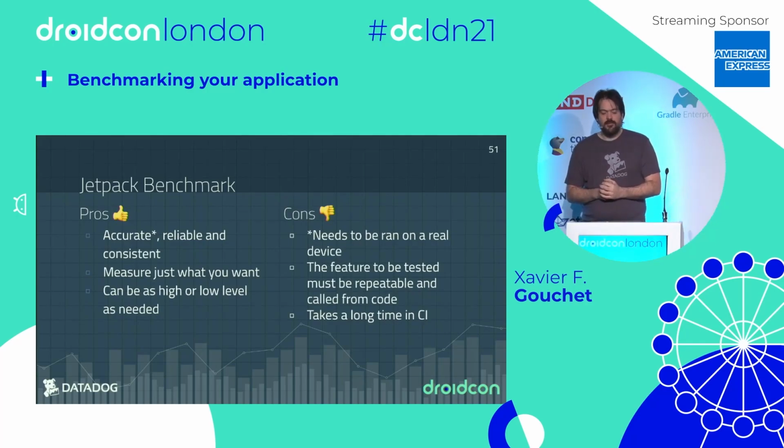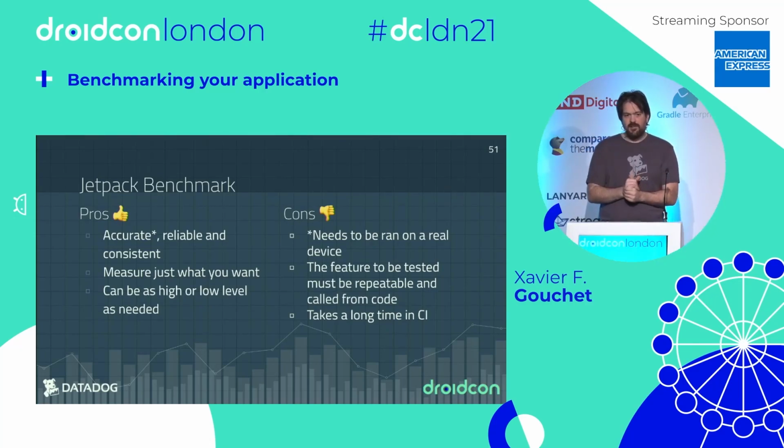The cons is that to have the most accurate result, you better run it on a real device. And even better, run it on many different real devices, one Pixel 5, one Samsung S8, or other devices to have a large panel of information. Also, the feature to be tested must be repeatable. That's the main thing. It's going to repeat calling the same method again and again, so it needs to be repeatable and called from code.